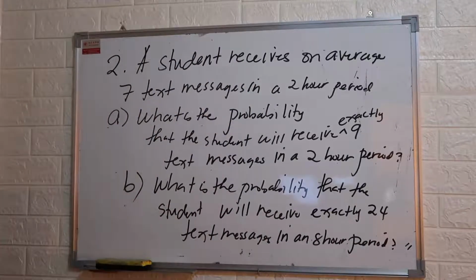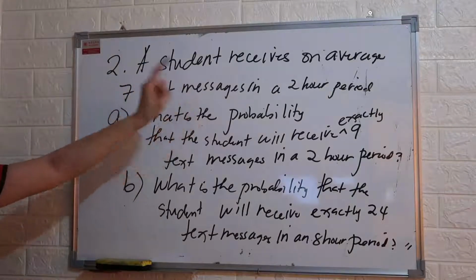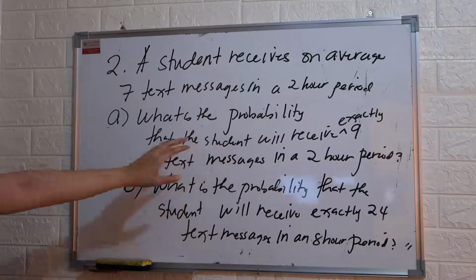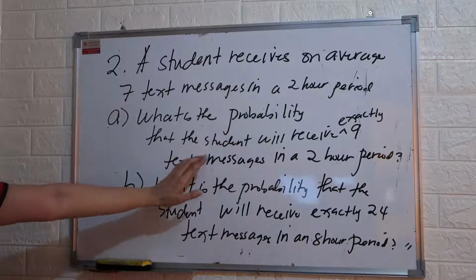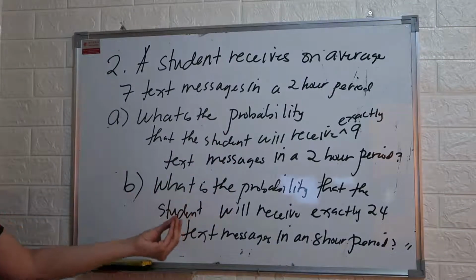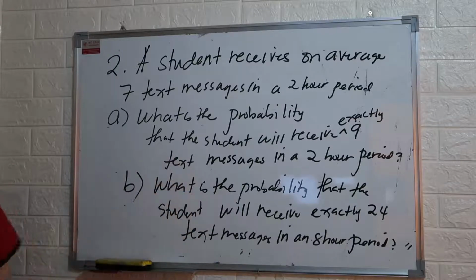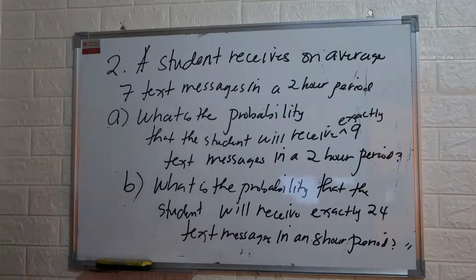So I repeat, number 2 example. A student receives on average of 7 text messages in a 2-hour period. Letter A, what is the probability that the student will receive exactly 9 text messages in a 2-hour period? Letter B, what is the probability that the student will receive exactly 24 text messages in an 8-hour period? Okay, let's start with letter A.